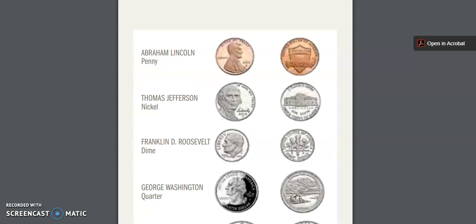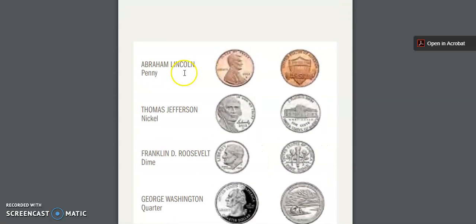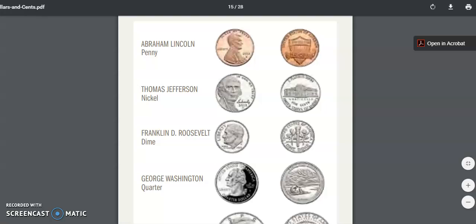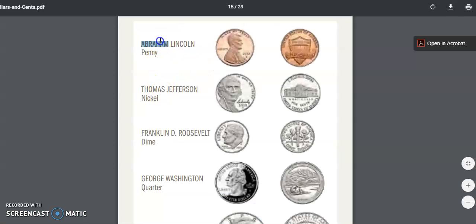Alrighty, so let's take a closer look at the coins. Something that you need to know about the coins is who is on them. Here on the penny, which is worth how many? Yes, it's worth 1 cent. We have Abraham Lincoln. He is on the face, and we kind of see his side view.